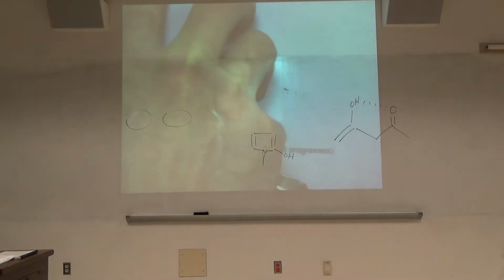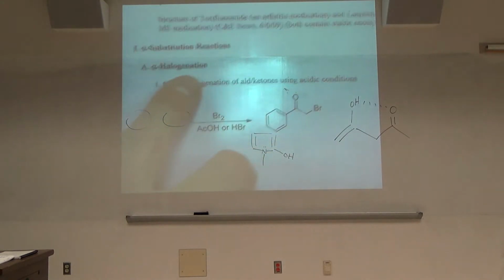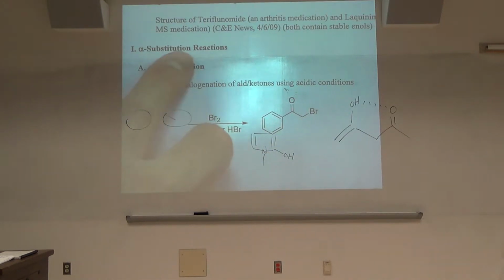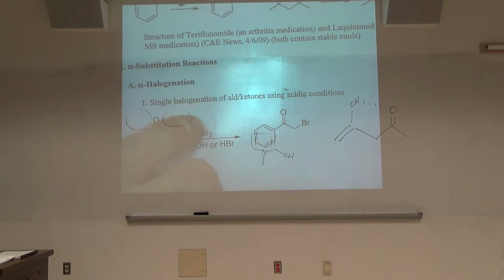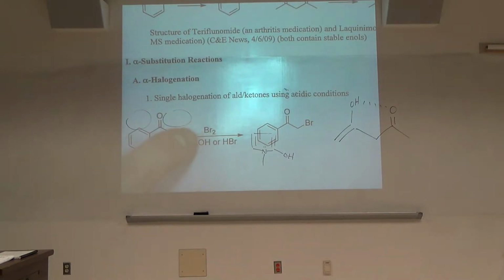Okay. Well, let's start doing chemistry at the alpha position. Alpha substitution reaction. We'll either replace an H with something or we'll replace the leaving group with something. First thing is replace an H with something. First thing we'll do is alpha halogenation. We can put a halogen at the alpha position.